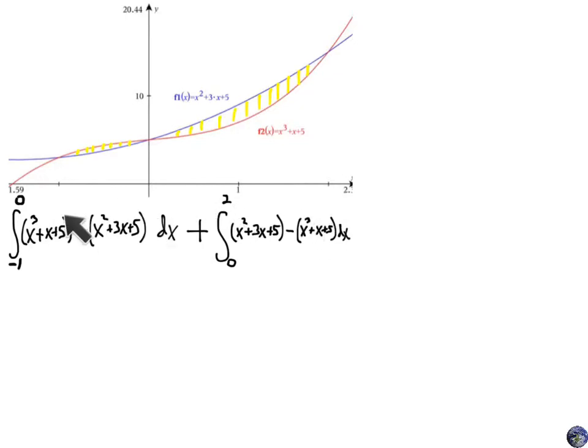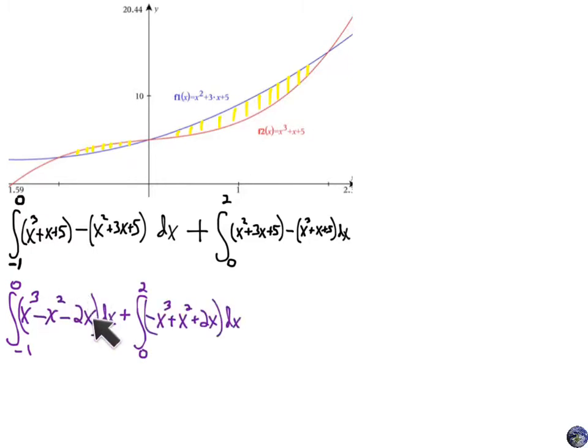So now we just have to subtract these off, but we already know what this subtracted is because it's exactly what we had done when we were finding the intersection. So it's just going to be x cubed minus x squared minus 2x over here, integrating between negative 1 and 0. And this one, we don't have to go through the same subtraction again because we know it's going to be exactly the opposite of what we got here. So if before it was x cubed minus x squared minus 2x, we just change all the signs: minus x cubed plus x squared plus 2x.